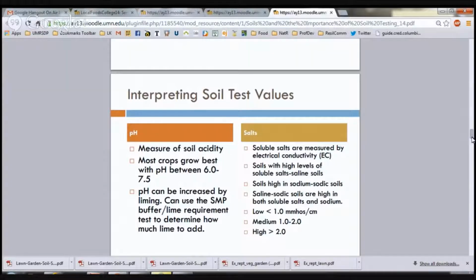One thing I added on here is soluble salts. Low would be less than 1. This is an additional test that you can get. It's measured by EC, electrical conductivity, and it's another thing that you can test for. This comes into play if you're using recycled water or you're worried about the salt content in your irrigation. You can have this test run. Also, if it's an area near the road where salt trucks are going by, it's a good way to test for salts as well.